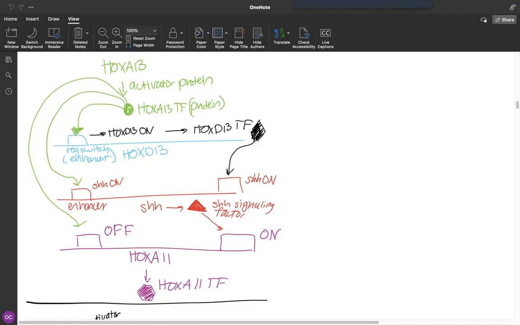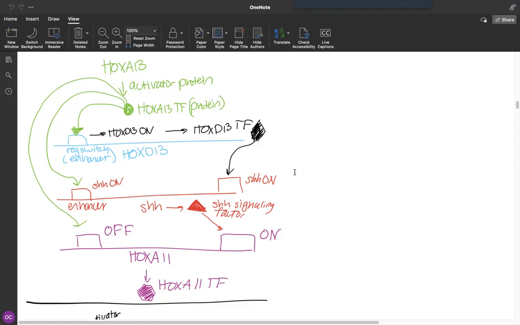And you can see here in the top example in blue, so we have a transcription factor protein called HOXA13TF, transcription factor, binding to the regulatory switch, which in this case is an enhancer. This locus is HOXD13. Because the regulatory switch is an enhancer, it turns HOXD13 on so that the transcription factor of HOXD13 can be produced.